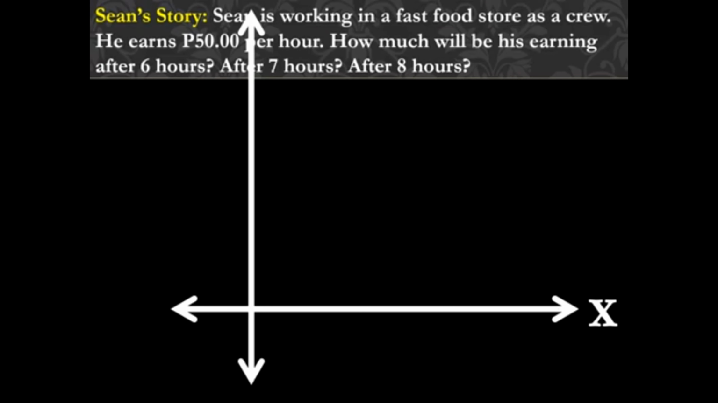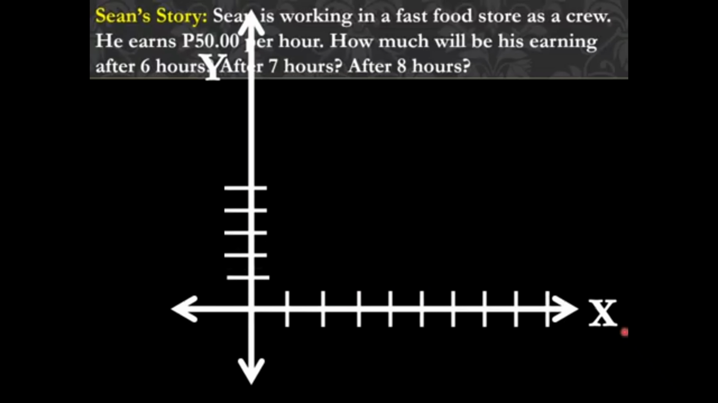So this is for the x-axis and the y-axis. I am going to put numbers here for the x-axis, and then for the y-axis also. So 1, 2, 3, 4, 5, 6, 7, 8, 9. You can continue the numbers to the right side because there is an arrow sign. That means it can be extended indefinitely.